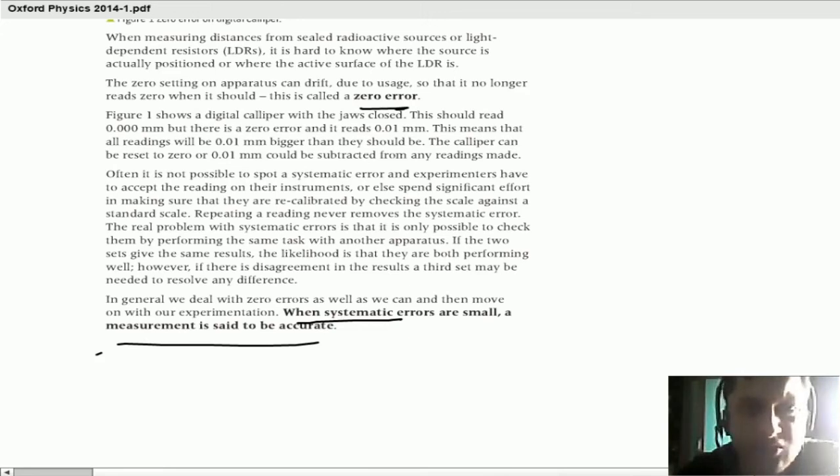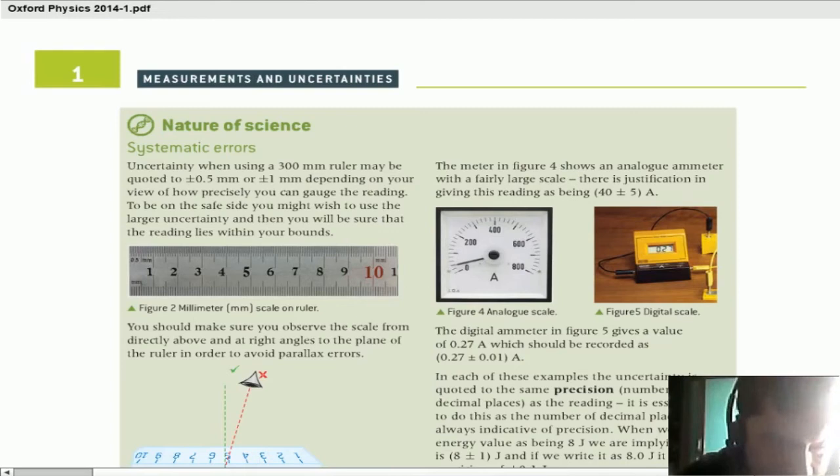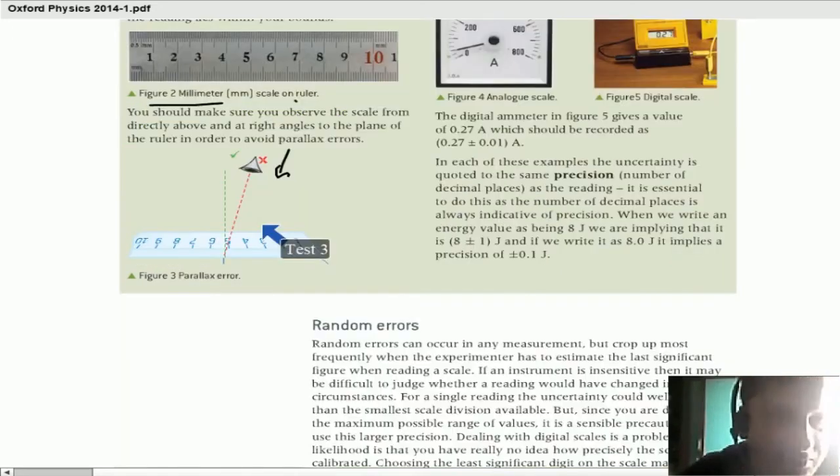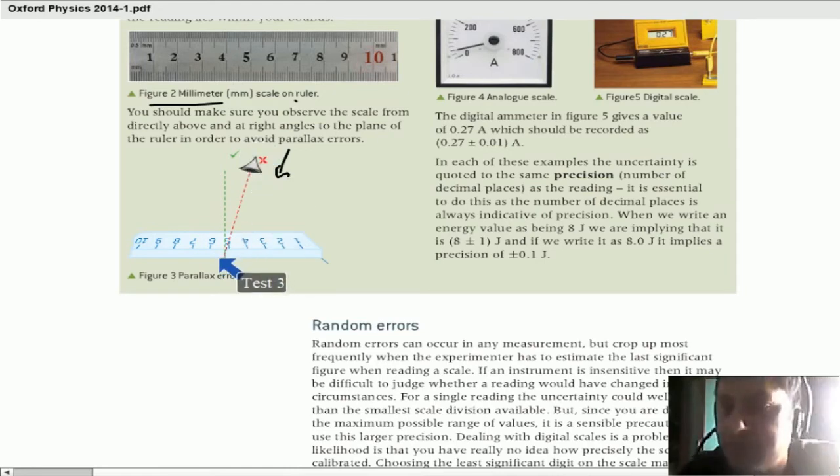Now you can see the error, right? Millimeter scale, only a ruler. If you see it like this, you will not read the good reading, or basically the actual reading. Let's say if it is 5, if you see it from here, you see it is 5. But when you look at it from here, you might be reading it as 5.01 or 5.08. Right? This is called parallax error.